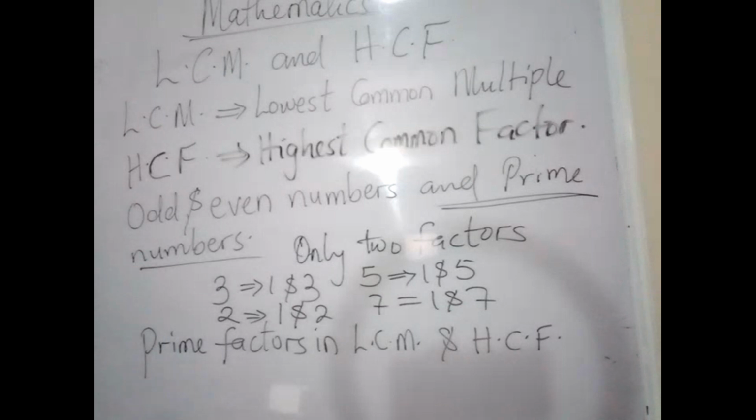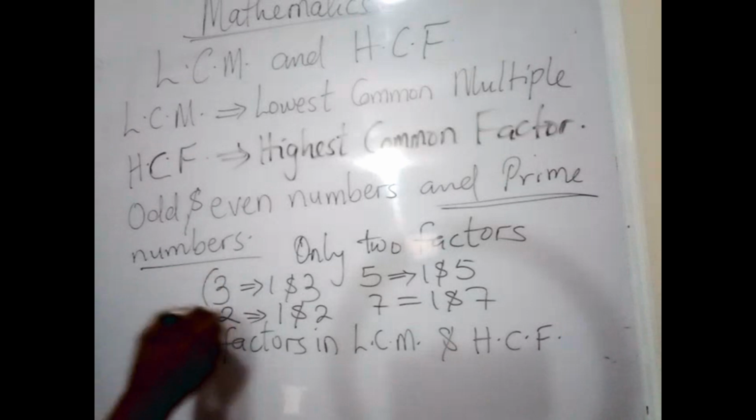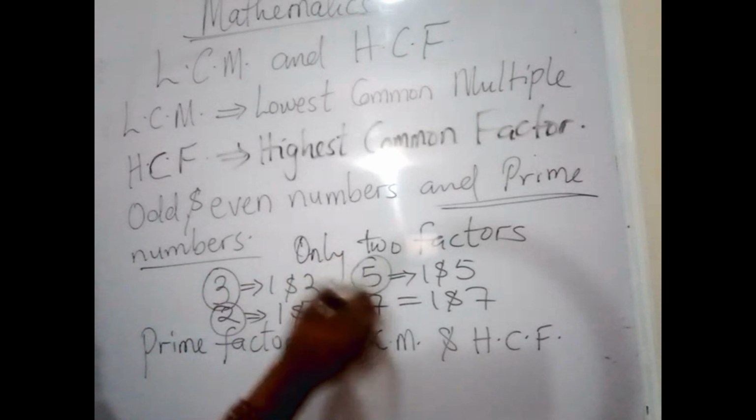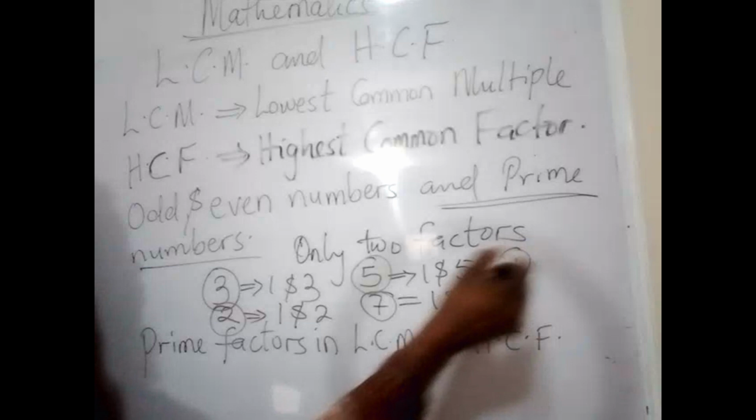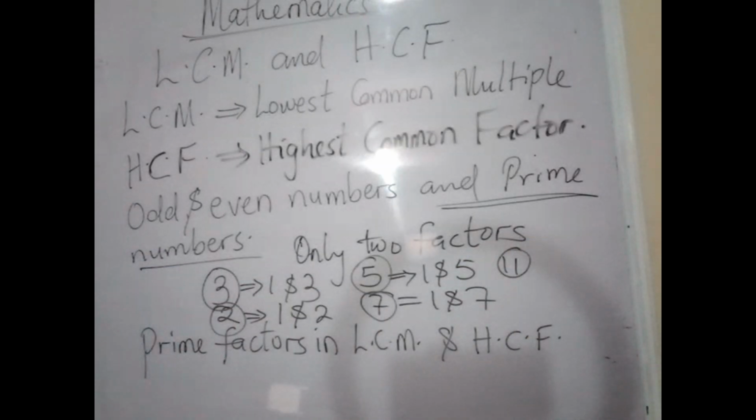3, only 1 and 3 can divide 3 without a remainder. 2, only 1 and 2 can divide 2 without a remainder. Only 1 and 5 can divide 5 without a remainder. So these numbers we are mentioning are 3, 2, 5, 7. 9 is not a prime number because 9 can be divided by 9, 3, and 1. Another prime number we have is 11 because only 1 and 11 can divide 11 without a remainder. So these are some examples of prime numbers.